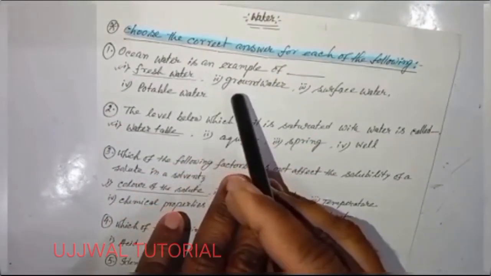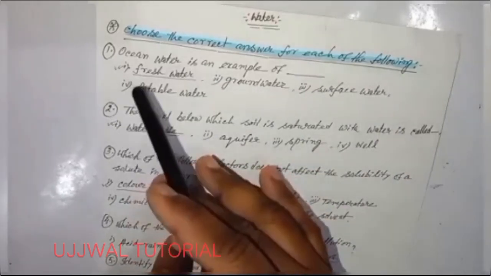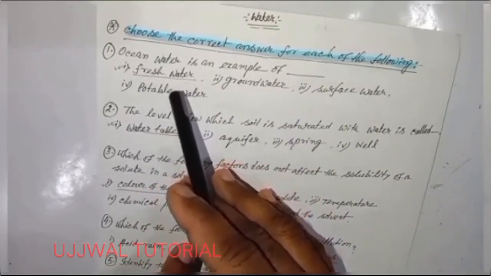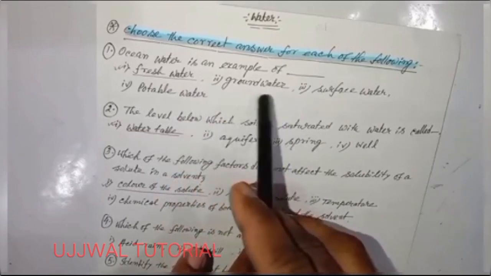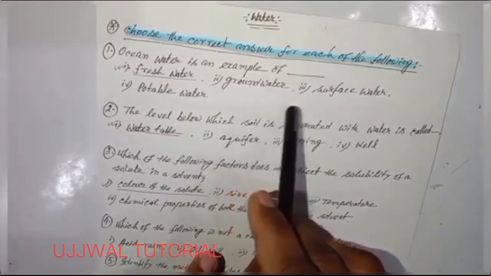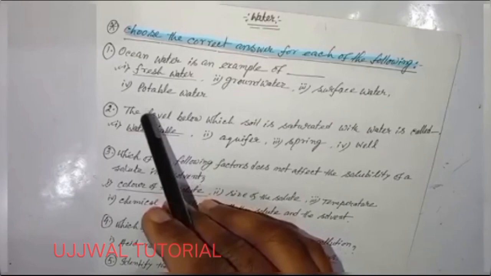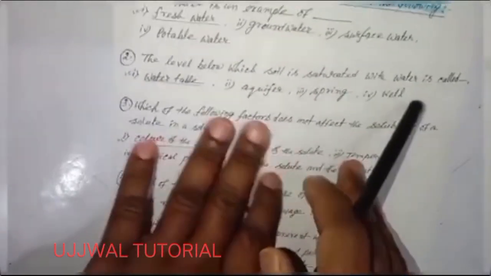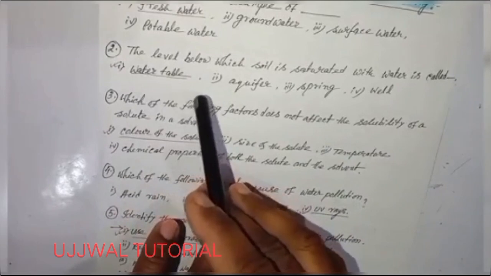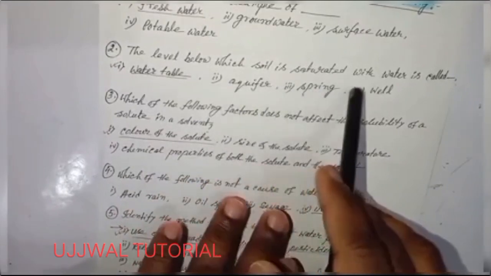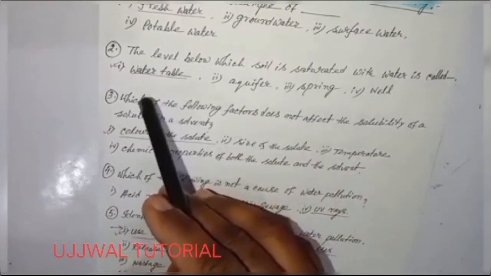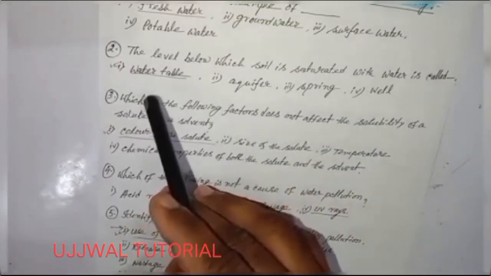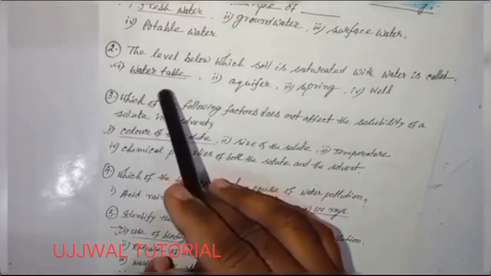Choose the correct answer for each of the following. Ocean water is an example of which kind of water? Ground water, surface water, table water, potential water. The level below which soil is saturated with water is called the water table, aquifer, spring, or well. The right answer is water table.